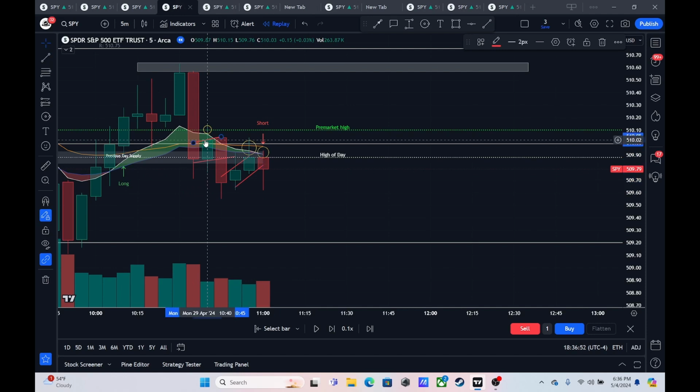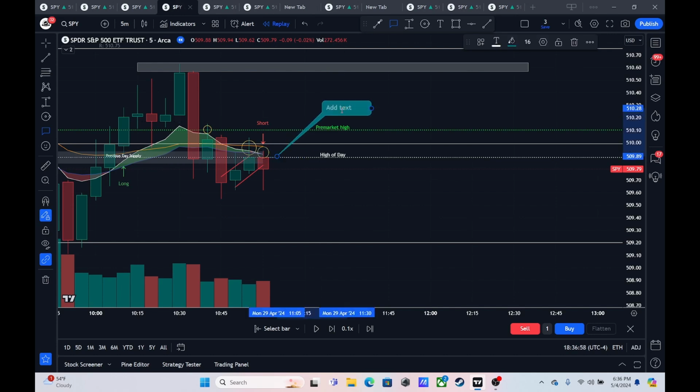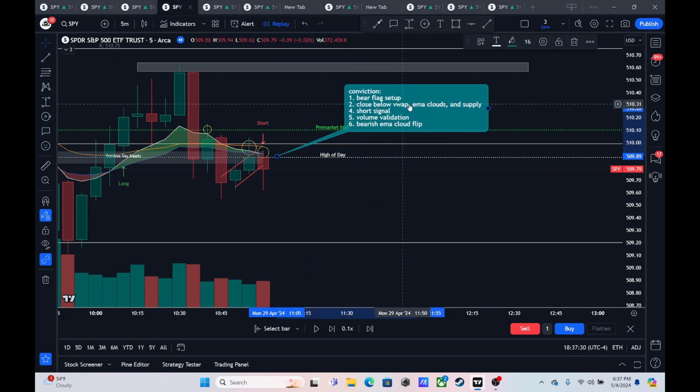So let's go ahead and actually write down these pieces of conviction. So conviction, let's go down. We have bear flag setup, right? We have a close below VWAP, EMA clouds, and supply. We have short signal, volume validation, and short signal, bearish EMA cloud flip. All right, so that's a lot of conviction for my short trade.